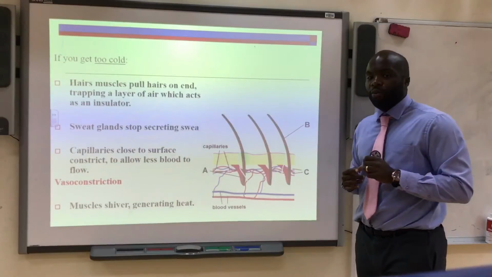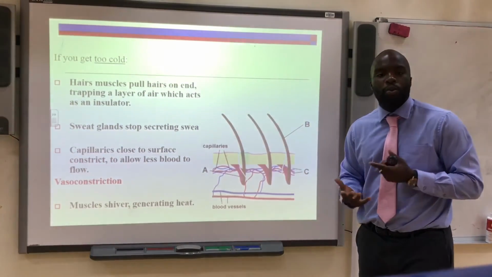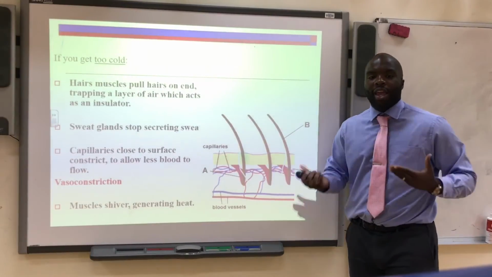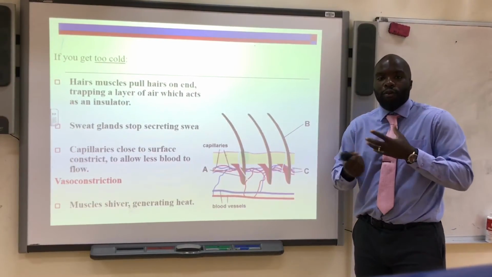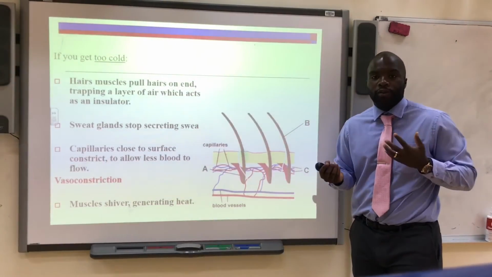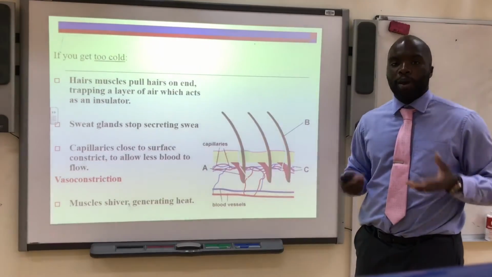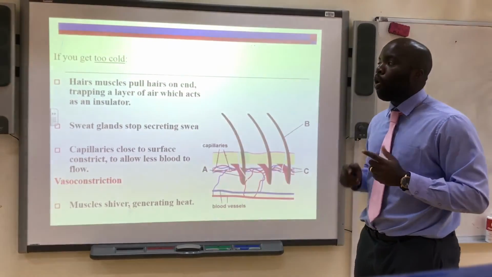The last thing that would happen is your muscles would shiver. The reason why we shiver when we get cold is that shivering requires energy. Energy is produced from respiration, so that energy from respiration also produces heat. The heat that you get from shivering heats up and warms up your body temperature. Now let's look at the opposite. What happens if you get too hot?